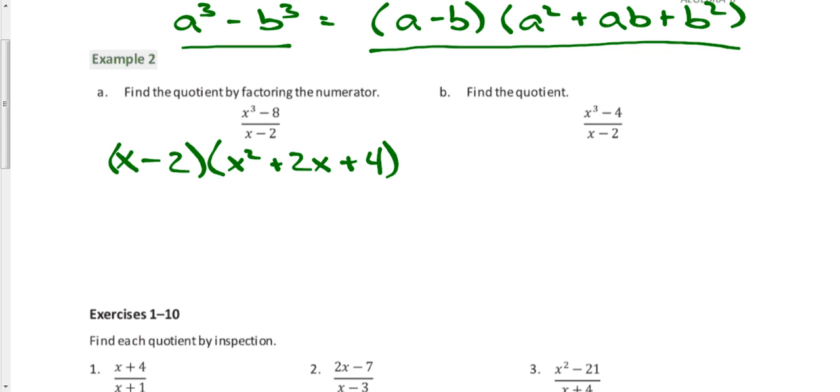What was my a? My a was x, and my b equals 2 from this pattern. And then you just plug and chug. A is x, difference of cubes. And this is all over x minus 2.